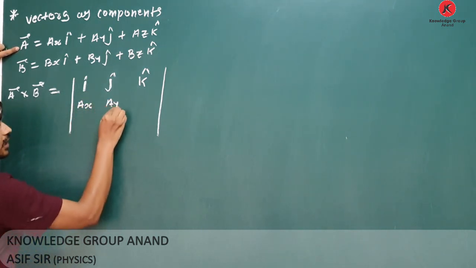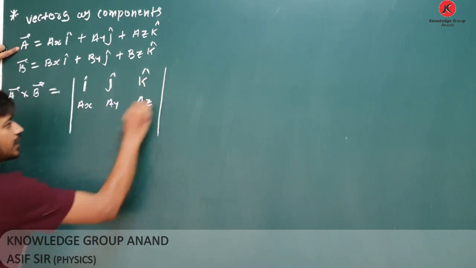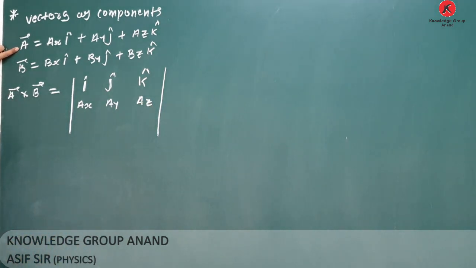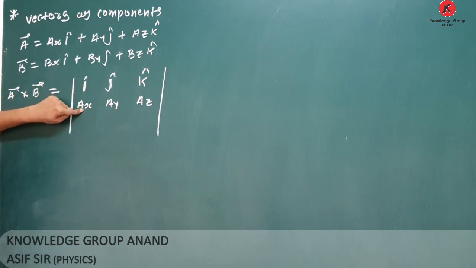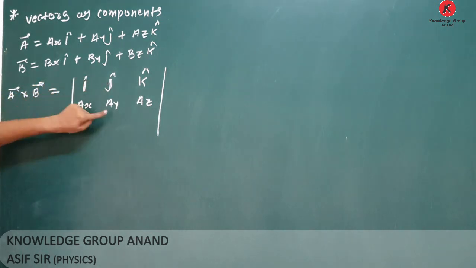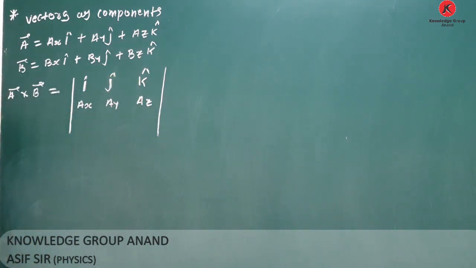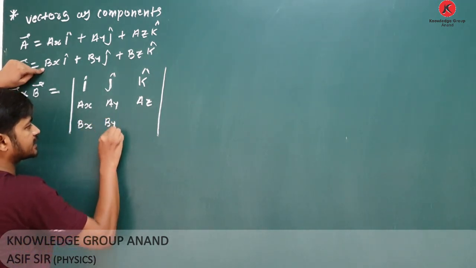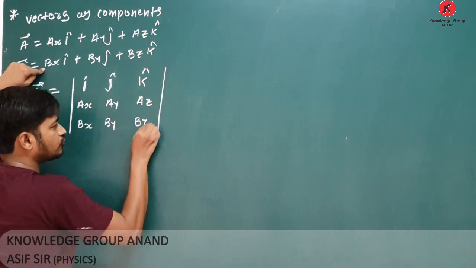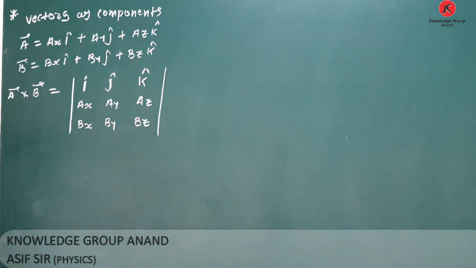AX, AY, and here it is AZ. Clear about this? Okay. I caret, so below it X component of first vector. J caret, below it Y component of first vector. Z component of first vector. Now similarly you have to write second vector's component. Here it is BX, here it is BY, and here it is BZ. Clear about this? Okay, so yes, it is a 3 by 3 determinant.